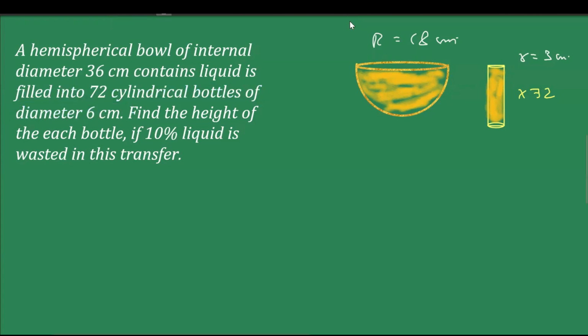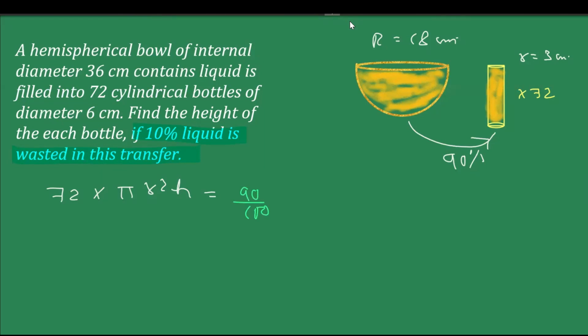But then it says that during the transfer, 10% of the liquid is wasted. So only 90% of the liquid is being transferred, and 10% is wasted. Ordinarily we equate the volumes, but over here 10% is wasted, so we equate with the 90%. That means 72 multiplied by the volume of the cylinder, which is pi r square h, should be equal to 90 over 100 times the volume of the hemisphere, which is 2 over 3 pi capital R cube.